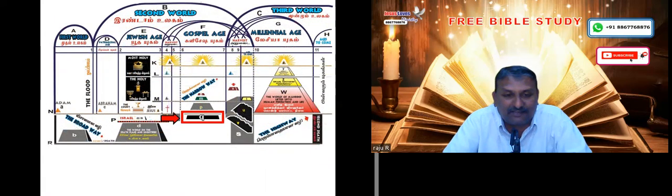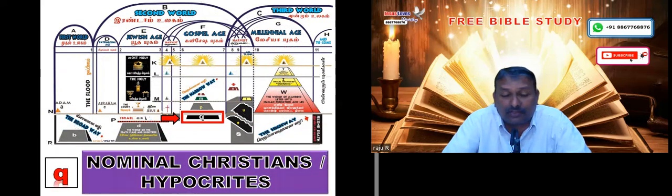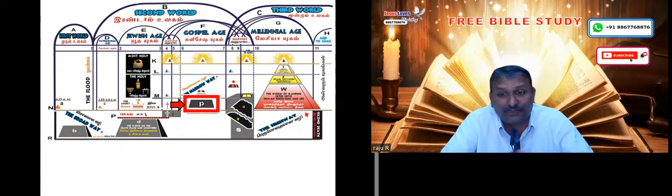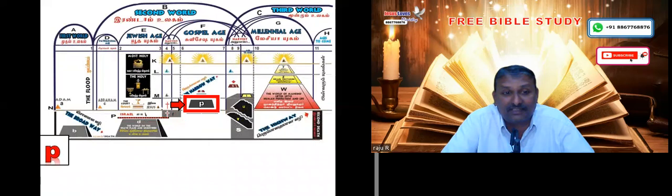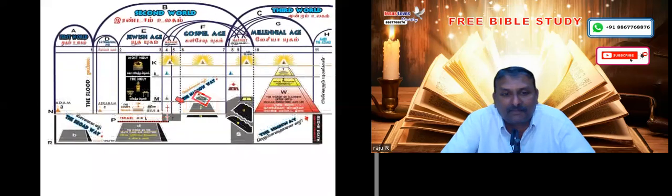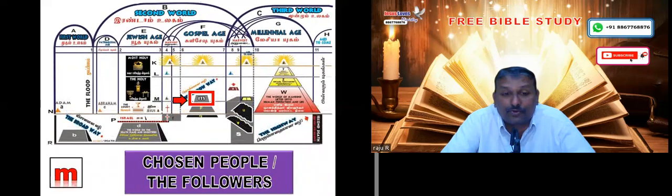Here if we come to the gospel age, we see Q. Q we know very well. That represents the hypocrite Christians who are not real Christians at all, who believe in other gods as well as Jesus Christ. These are fake Christians. But above that one, we can see Plane P. These are believers. They're justified by believing in Jesus. They're good believers, but they don't follow Jesus Christ. They're called people, but they don't go on to become the M class, the chosen people.